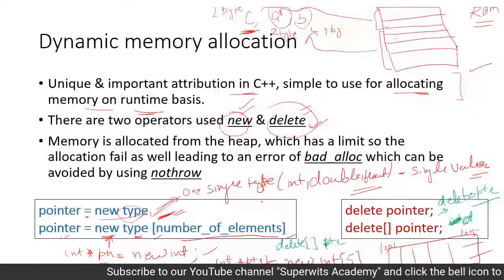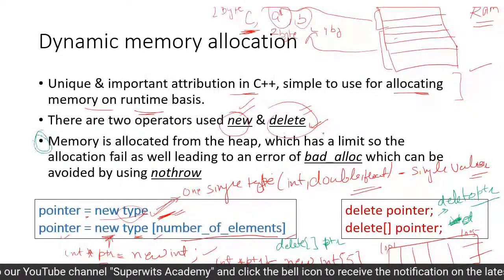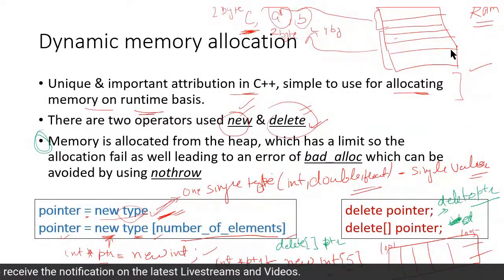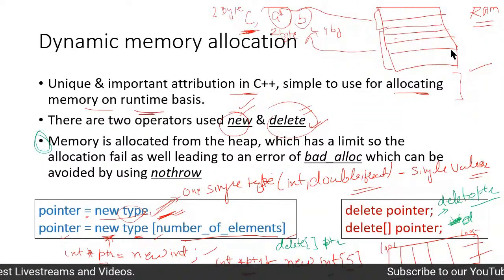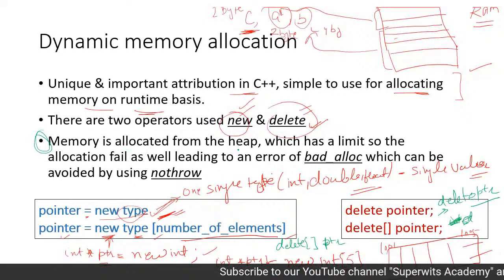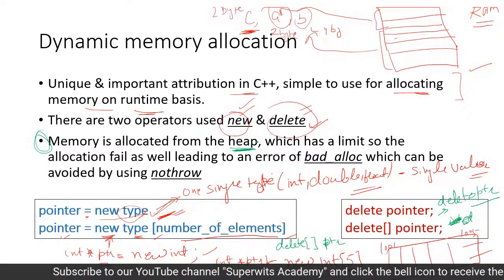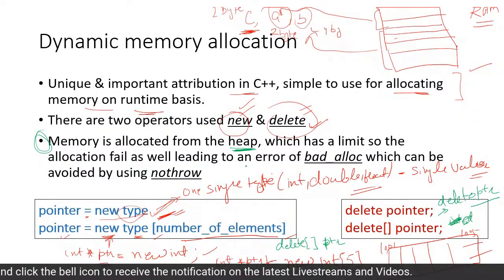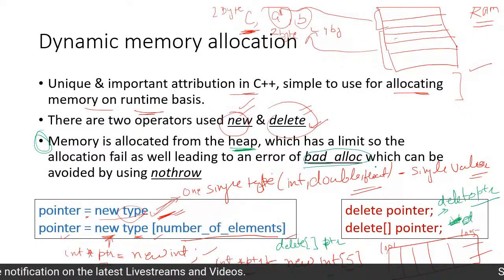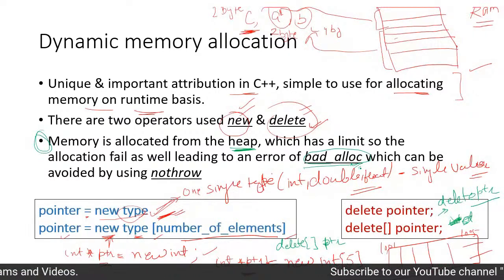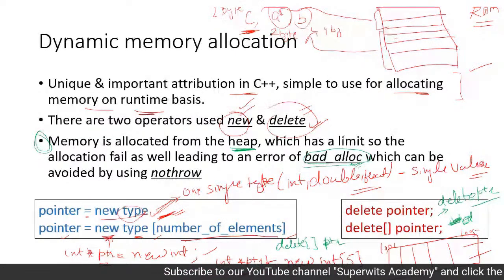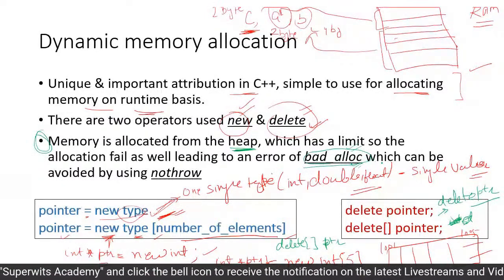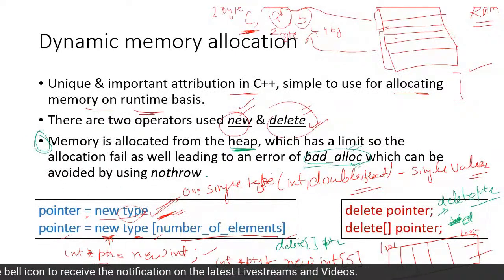Now there is one important point which you should always keep in mind: memory is a finite resource, right? It is a finite resource, and it may need a replenish. Every time we are allocating memory, it is getting allocated from a memory heap, that means from the free set of locations, which has a limit. So allocation may fail as well, leading to an error, the bad alloc error, right? This is the error which may be generated at runtime, because we are asking for the memory at runtime. So bad alloc will be the exception which is going to be printed, and which can be avoided by using the nothrow keyword.